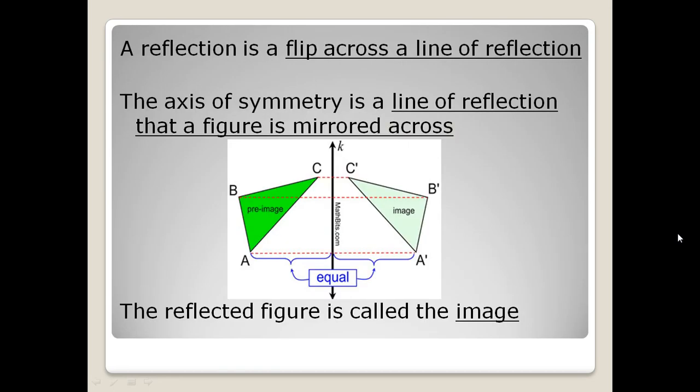So a reflection is a flip across a line of reflection, and the axis of symmetry is a line of reflection that a figure is mirrored across. So we look here at our line K, and we see that it is a line of reflection because our triangle ABC, our pre-image, is reflected across the line onto our image A'B'C'. And as you can see, the distance from A to our line is equal to the distance from the line to our new A'. And as we discussed last time, the reflected figure is called the image.